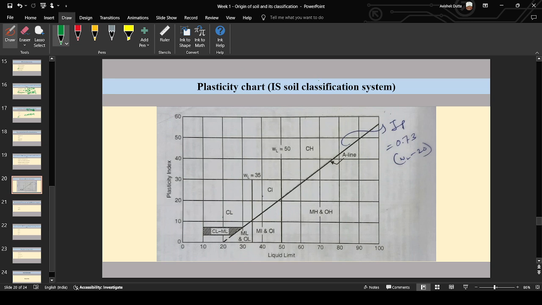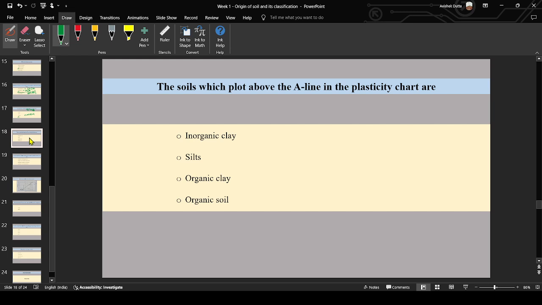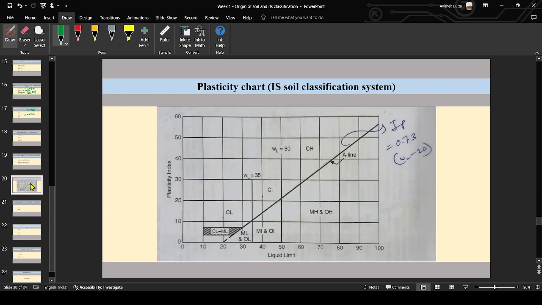This is the plasticity chart as per the Indian Standard Soil Classification System, and here in this plasticity chart we have the liquid limit on the x-axis and plasticity index, that is the difference between liquid limit and plastic limit, on the y-axis. Now the first question was the soils which plot above the A line in the plasticity chart. So we first need to describe the plasticity chart. So this is the A line.